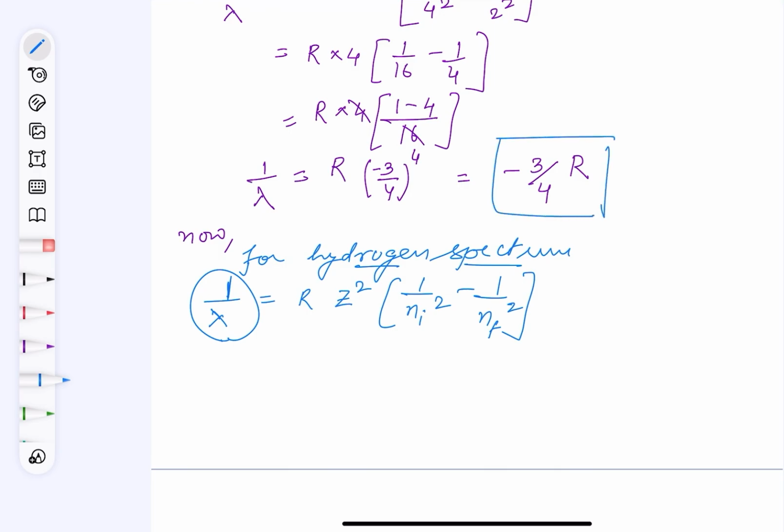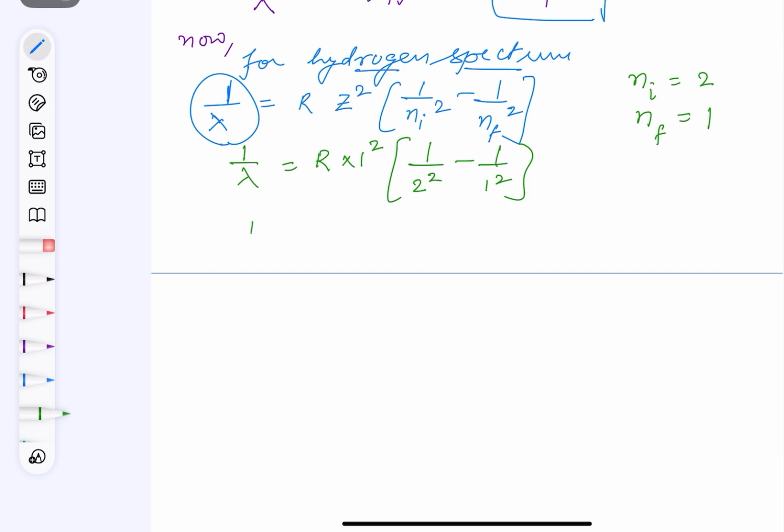So here we need to do this by the trial and error method. Let us take the value of n initial as 2 and n final as 1, put it in this equation, and check whether we are getting the answer as minus 3 by 4 R. Okay, so let us continue. 1 by lambda will be equal to R. Here we are talking about the hydrogen spectrum, so it would be 1 square, and 1 divided by initial 2, so 2 square, minus 1 by 1 square.